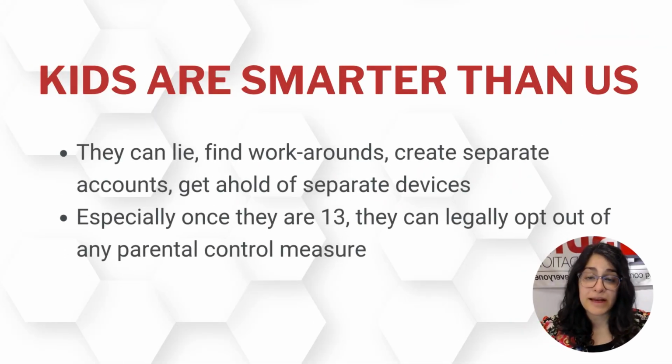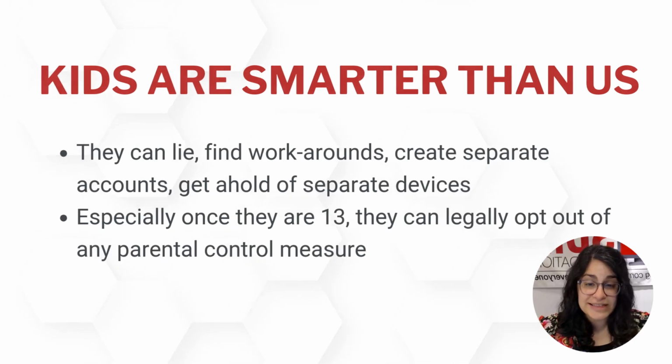First of all, not even sure this has to be said, but kids are smarter than us. So no matter what tools you and your household might put in place, kids can lie, kids can find workarounds, they can create separate accounts or get a hold of separate devices. And like we covered earlier, especially once they turn 13, they can legally opt out of any parental control measure. So no tool is going to be a silver bullet per se, because we know that kids are really good at finding workarounds for these things.